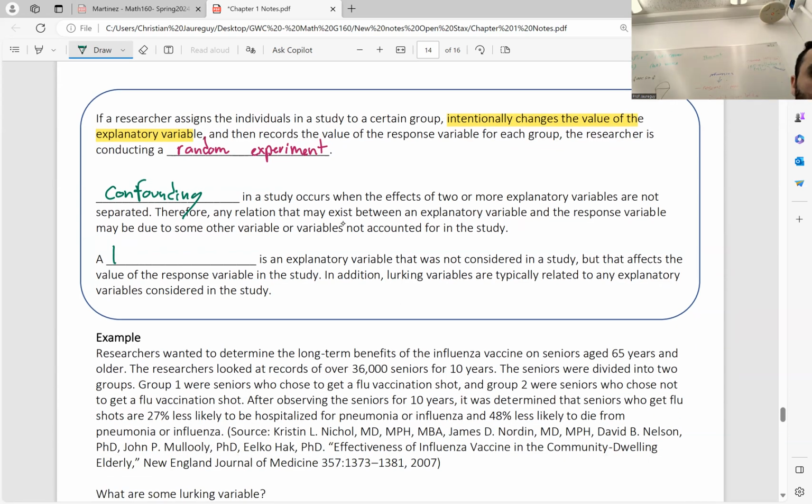A lurking variable is the variable that we didn't think about. So confounding is the idea that something else exists. That specific thing that does exist is the lurking variable. So it's something that was not considered, but it does affect the response variable.